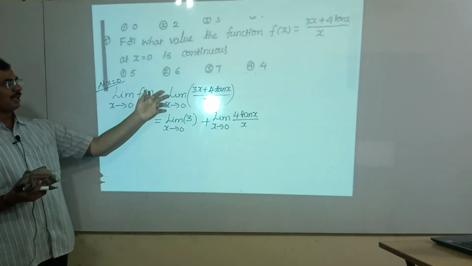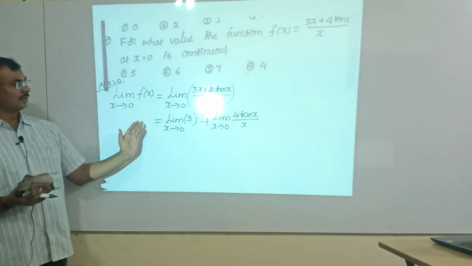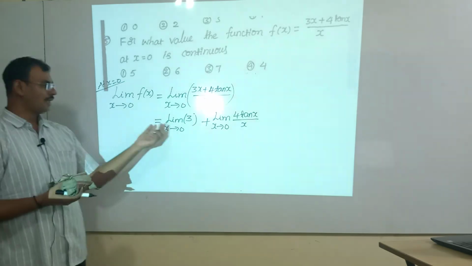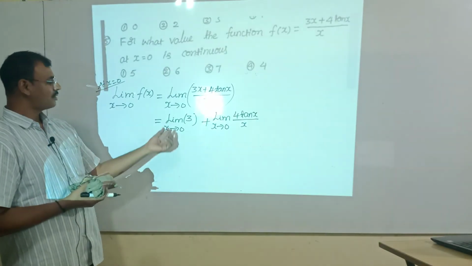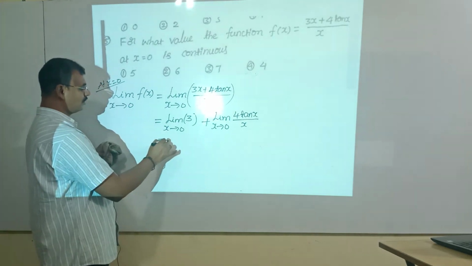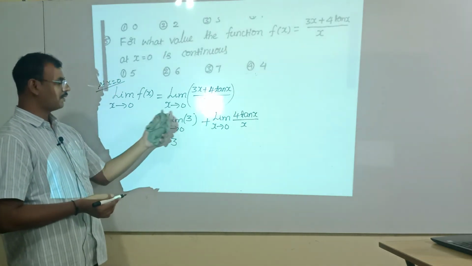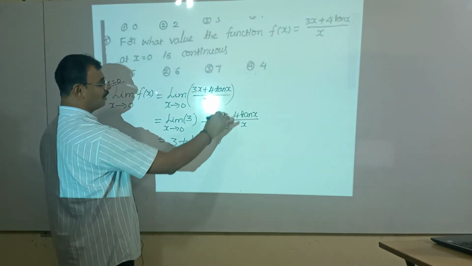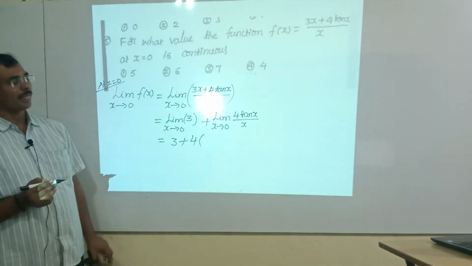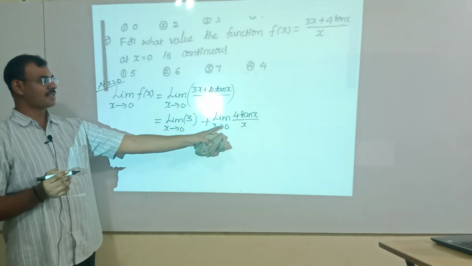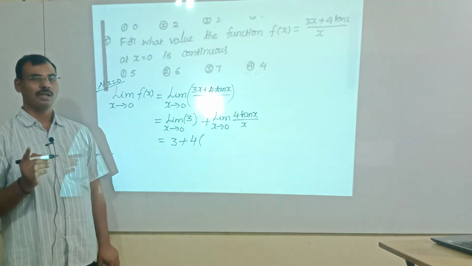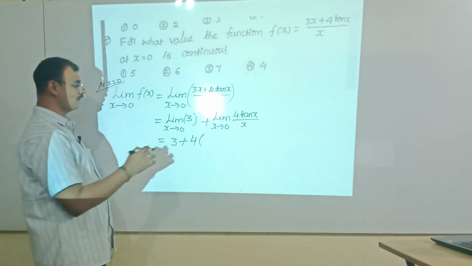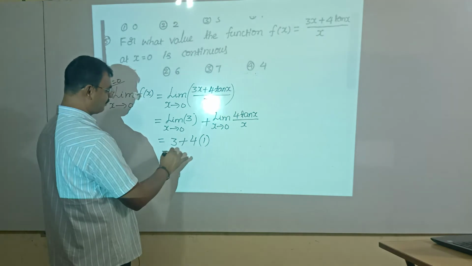So this is the property: limit of f plus g is equal to limit of f plus limit of g. The limit of a constant is a constant, so that is 3. Plus, the constant comes outside, 4 into, do you know this value? In limits, limit of tan x by x as x approaches 0 is equal to 1. Limit of sin x by x as x approaches 0 is also 1. So 4 into 1, this is equal to 3 plus 4, which is 7.